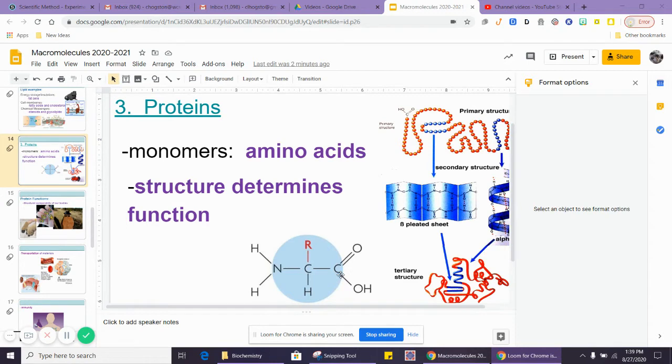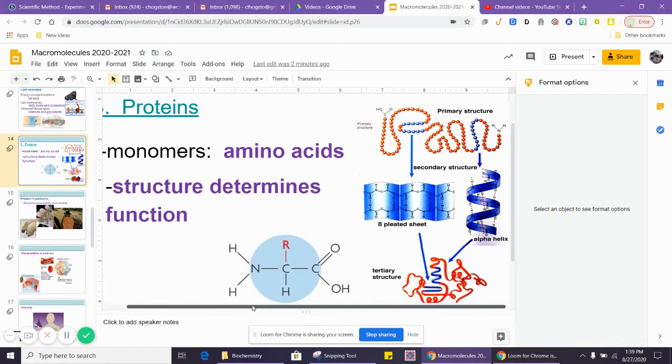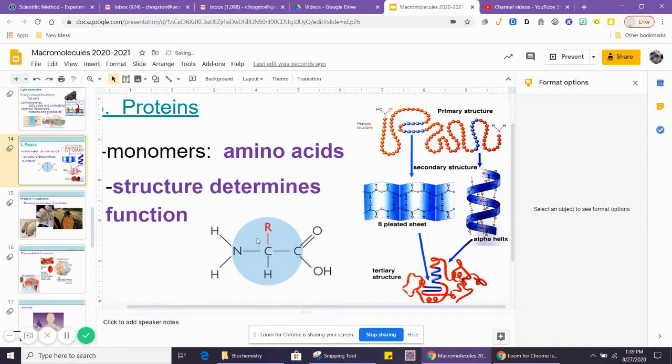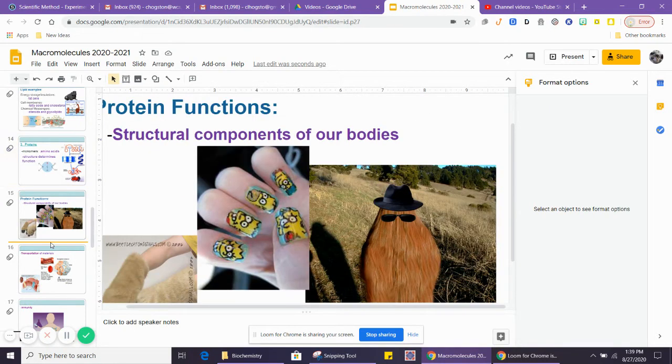Proteins can be thousands of amino acids in length. And what's significant about that is the structure of a protein is going to determine its function. There's four basic structures of proteins that will determine their function. And you can see here basically what an amino acid looks like. Okay, let's get into some of these important functions.